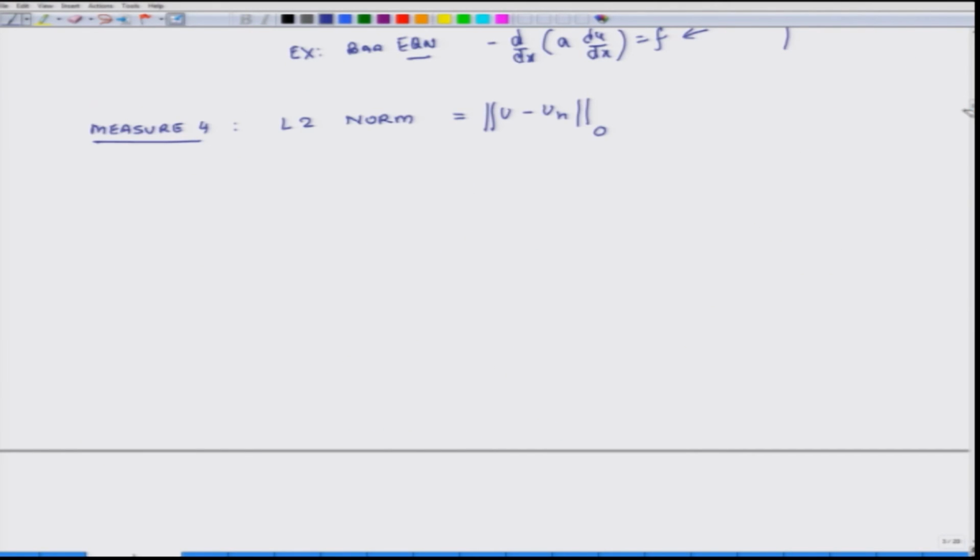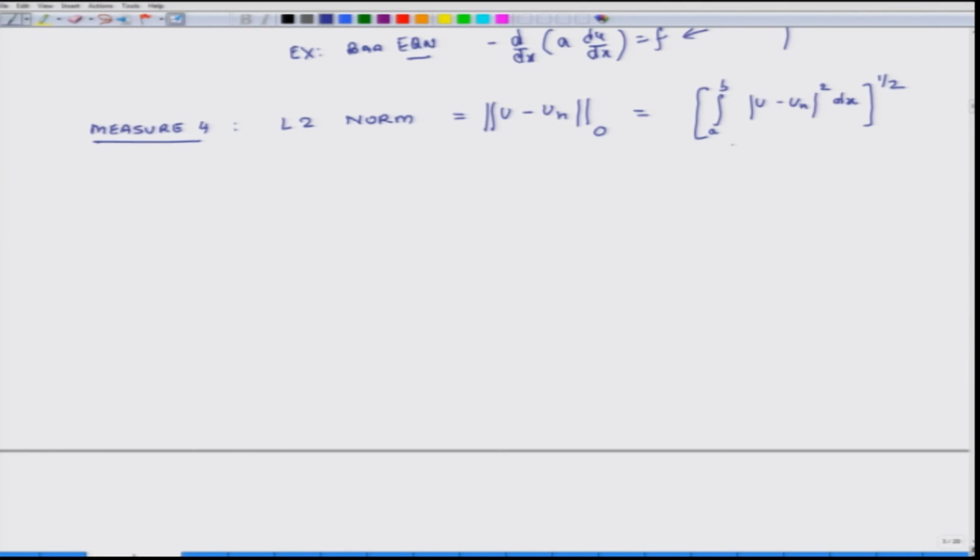So, the L2 norm, this is defined as the integral from A to B of the absolute magnitude of u minus uh, squared, and then you integrate it, and you take the square root of the integral. So, that is the L2 norm.